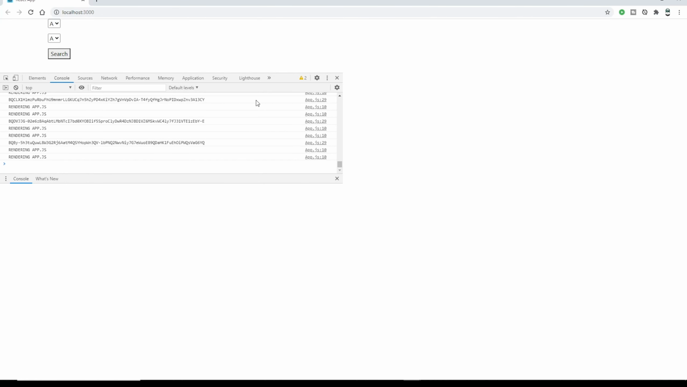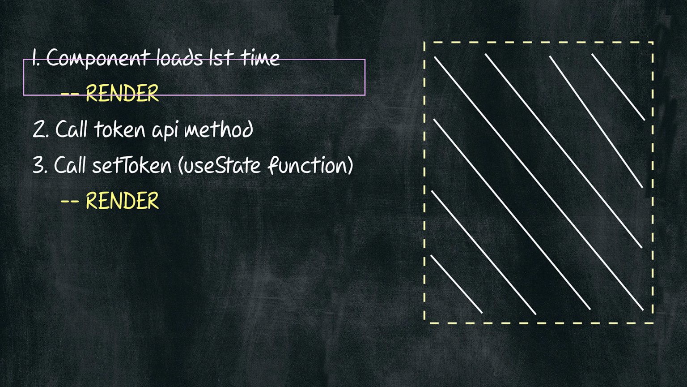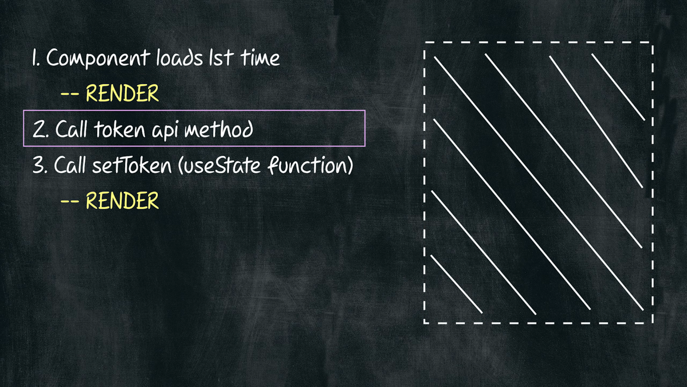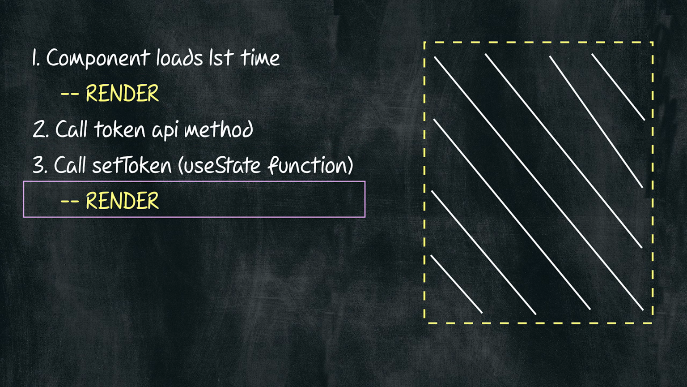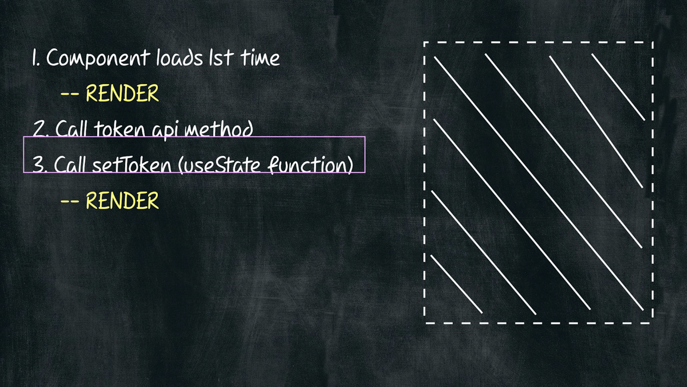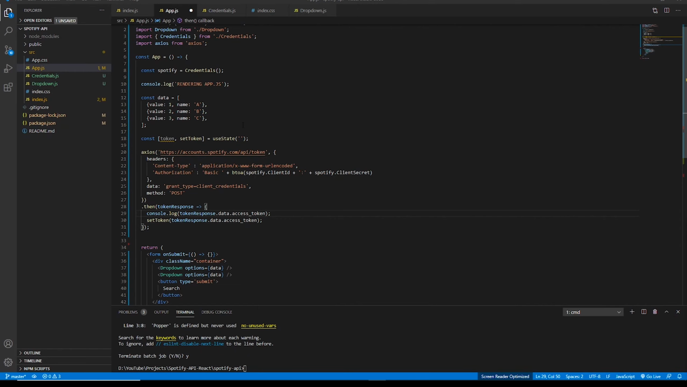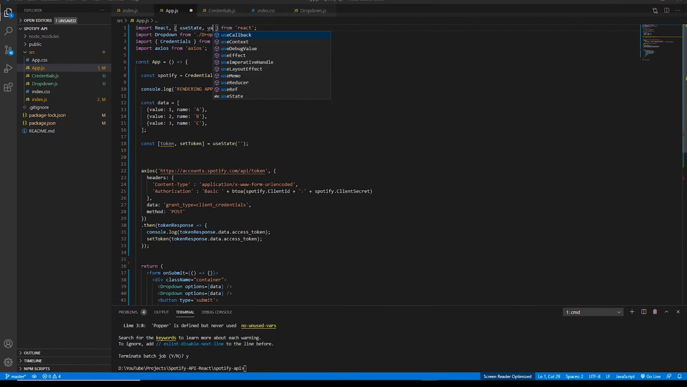Notice how our app component kept rendering. This actually makes sense because when we call the UseState function, it will trigger a re-render of the component, which then causes re-execution of all the code inside the component, which means we keep calling the token API, basically an infinite loop. That is obviously bad. We can fix this situation by utilizing the UseEffect hook.